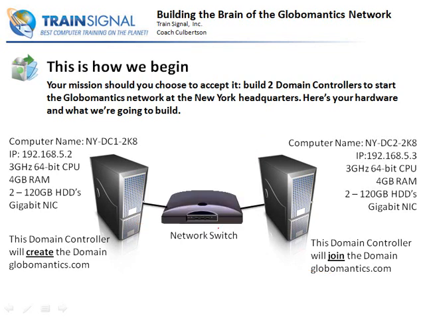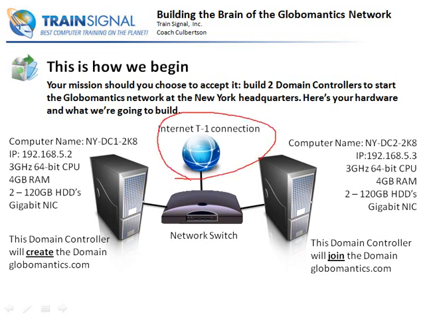These two guys are connected together with a network switch. It's a very simple connection. We just take a couple of Cat5 cables, hook them into a network switch, and this network switch is then hooked into our T1 connection. This T1 connection is, of course, going to be connected via a router. Our router is also going to be providing DHCP services for us too.